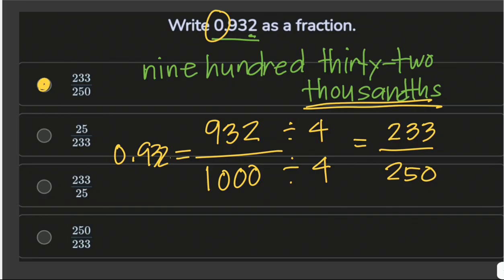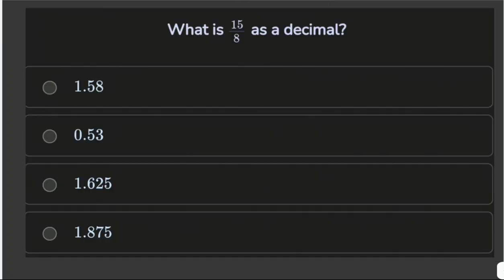Now let's solve another problem. What is 15 over 8 as a decimal? This is the opposite of the previous problem. Now we need to write this fraction as a decimal. In the previous problem, we needed to write the decimal number in its fraction form. So how are we going to do this? We're given 15 over 8, so we just have to divide 15 by 8.